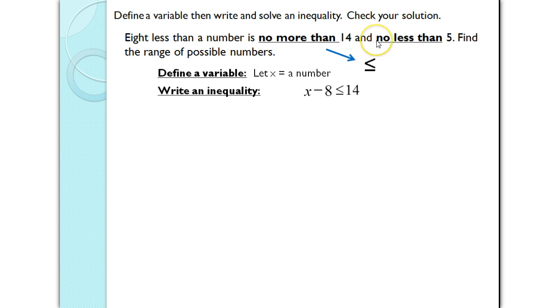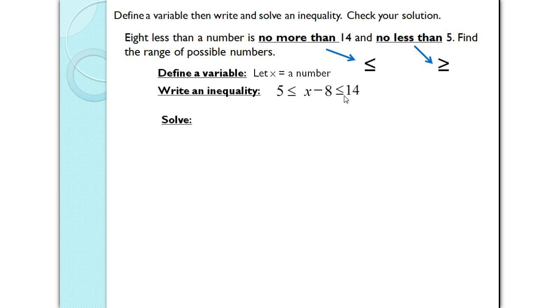The next statement says, and it cannot be less than 5, no less than 5. So that means it can be 5 or anything bigger than 5, but it can't go smaller than 5. So it has to be greater than or equal to. So that is our inequality. So this difference here must be greater than or equal to 5, but less than or equal to 14. So that's our compound inequality.